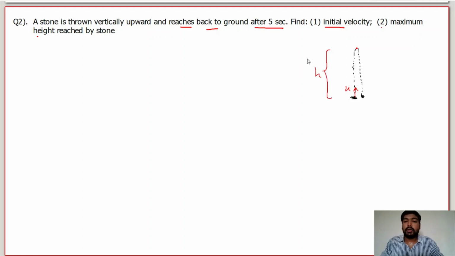What we have been given is only one thing, that is the total time of flight of this stone. How long the stone stayed in the air, that time is given here. So this is also called the time of flight. Time of flight is given, only that is given.